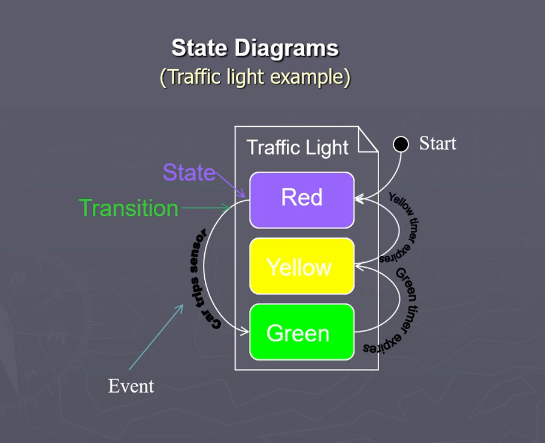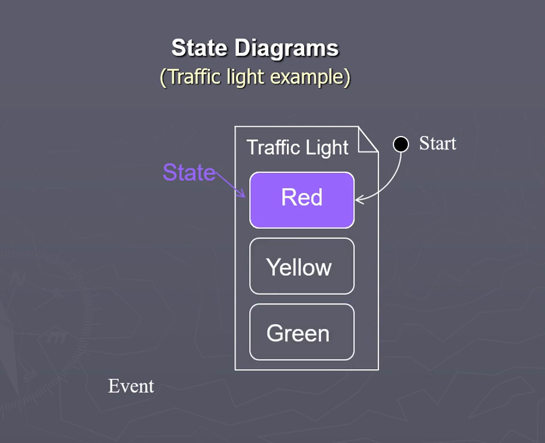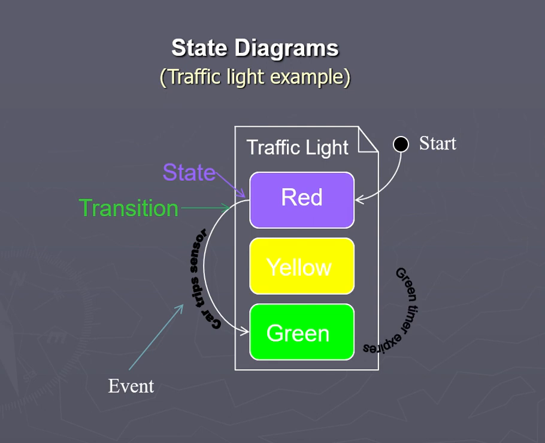Then again we will see: first the start is red, next is the event, a car at the strip sensor, now the green light will open. After that the car timer expires, the green will expire, now it will be the yellow light, and when the yellow timer expires, then it will be red.